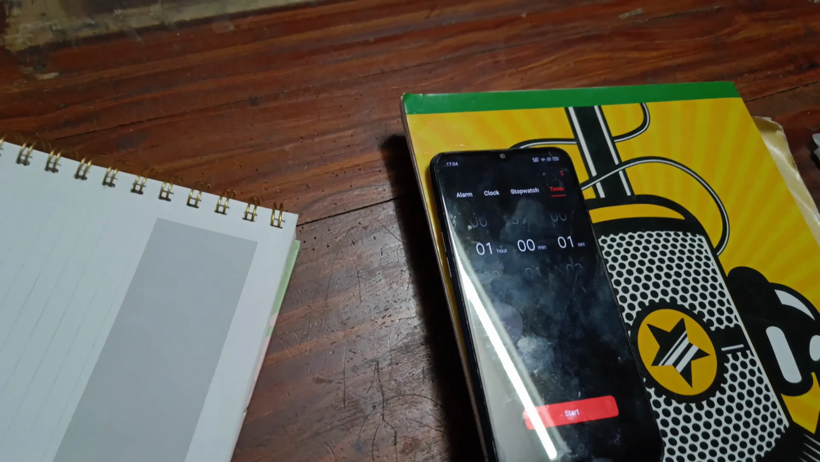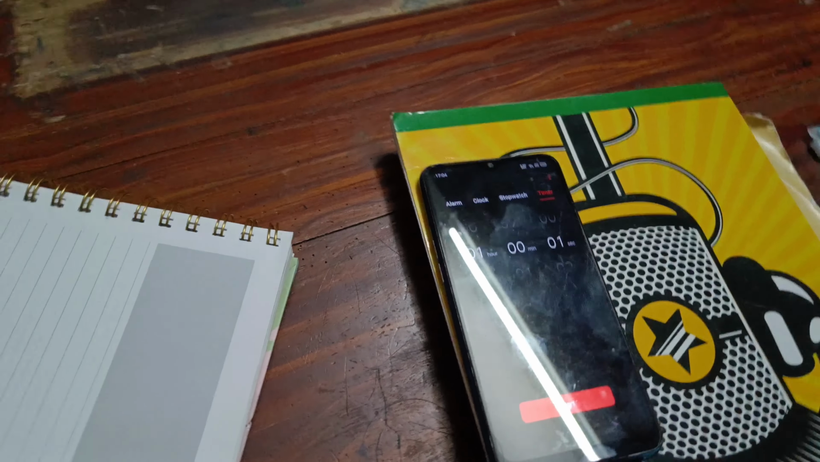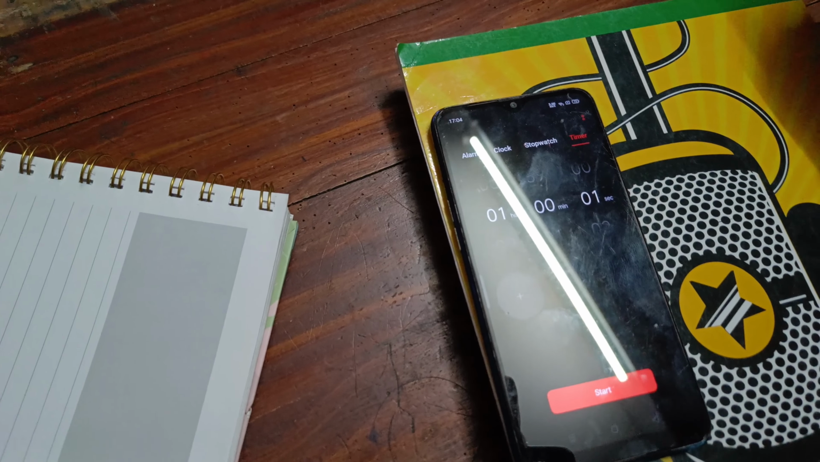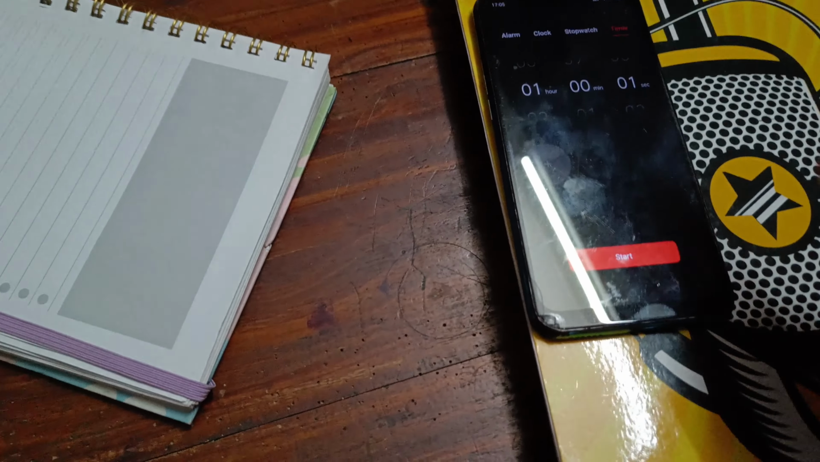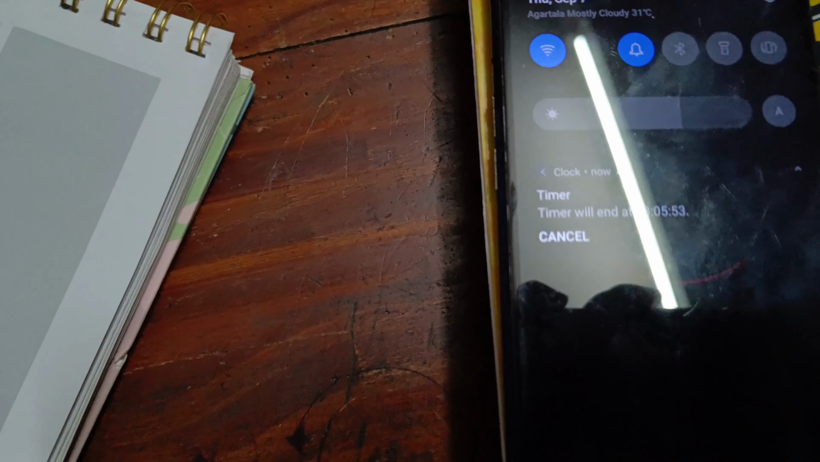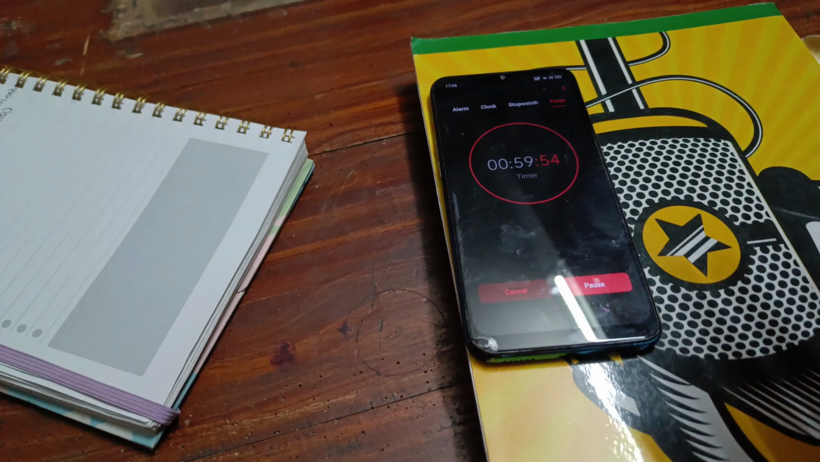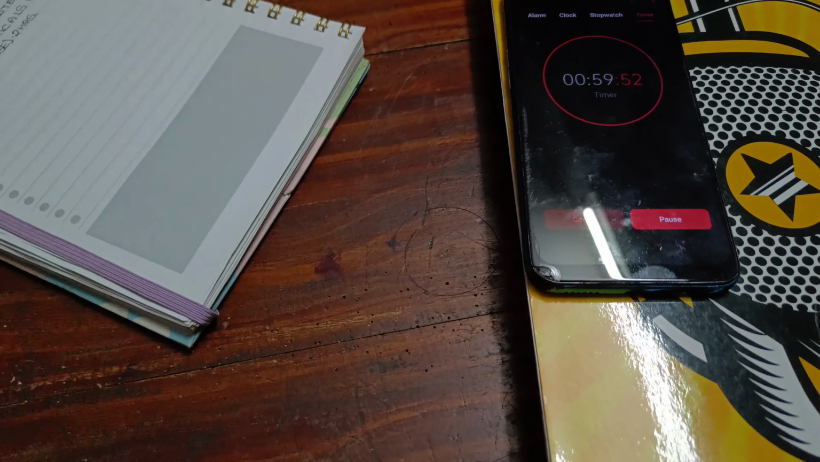And before that, the reason behind me studying downstairs is because the electricity has been fluctuating really badly for the past few days. Okay, so without any further ado, let's just put the timer. So this timer will end at 6:05. So yeah, let's start off with our numericals.